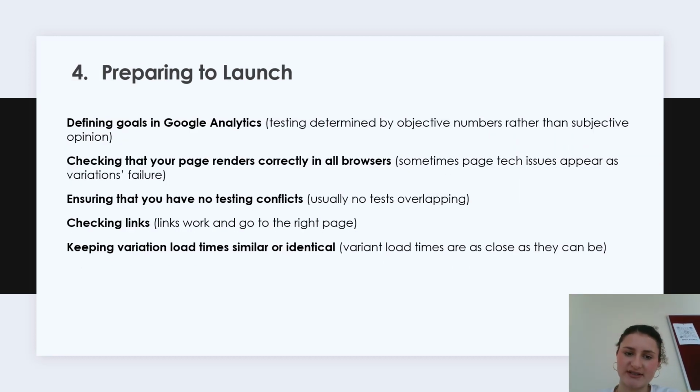The fourth step is preparing to launch. In this step, we have to define some objective number goals in Google Analytics. We have to check that our page renders correctly in all browsers. We need to ensure that we have no testing conflicts. We need to check the links, that the links work and go to the right page, and we need to keep variation load times similar or identical.